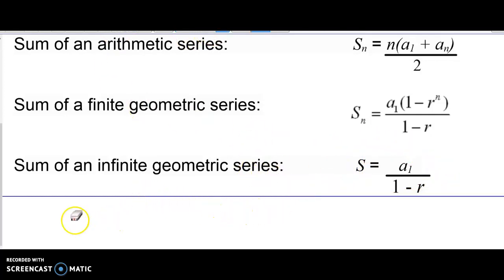Make sure that you have all of your formulas where you can get to them. And that's all for geometric series.